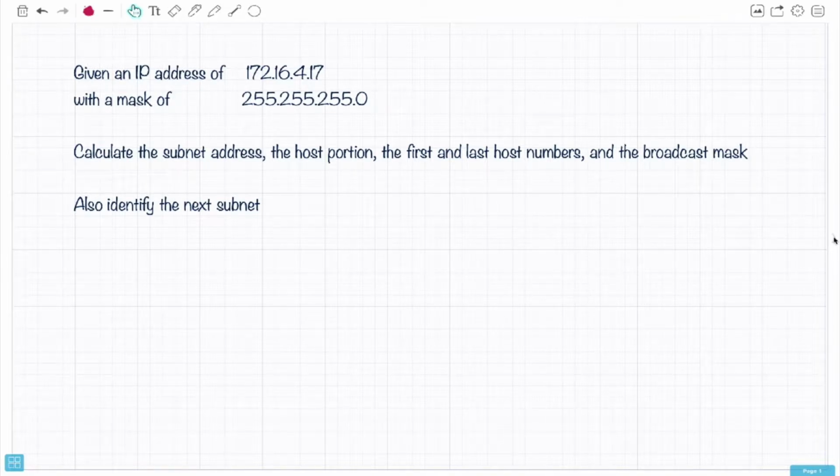172.16.4.17, and we're told the network mask is 255.255.255.0. I want to show you a process to calculate the subnet address, calculate the host portion of that address, calculate the first and the last host numbers within that subnet range, calculate the broadcast mask, and then how we easily identify what the next subnet would be.